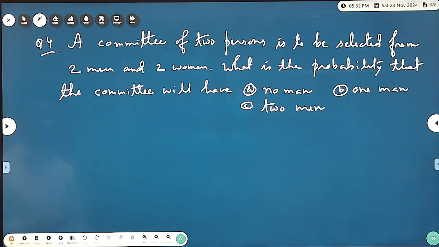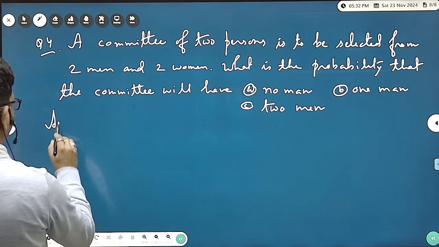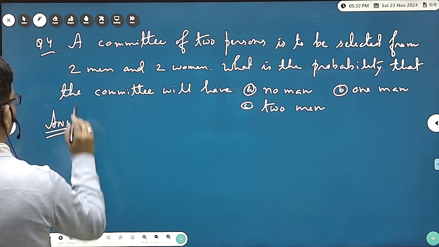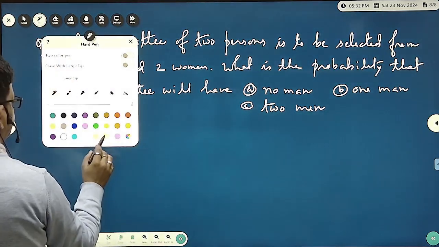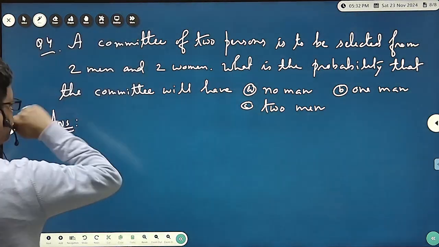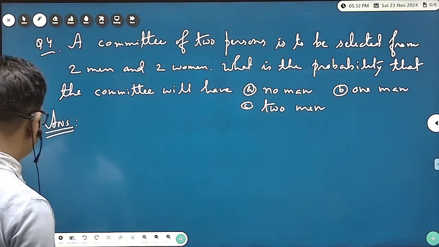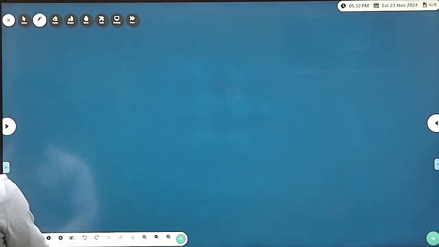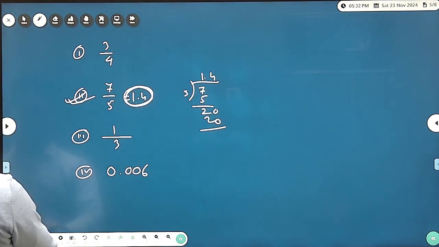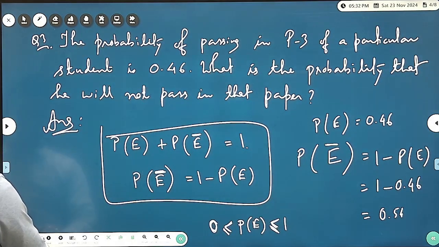Done? All right. Let's start. Until you see the probability, always the total is in the denominator. Yes or no? We have done all this, the total is always the denominator.